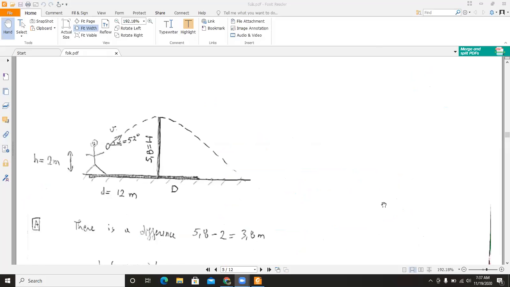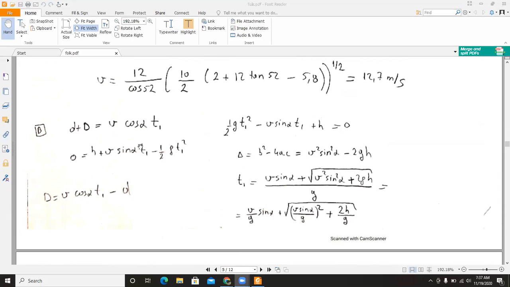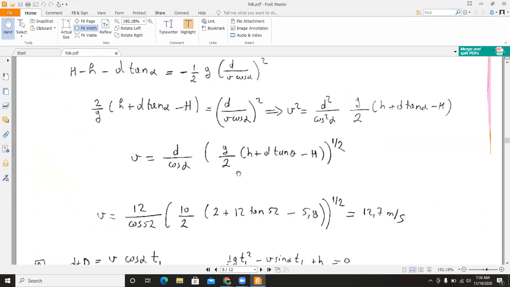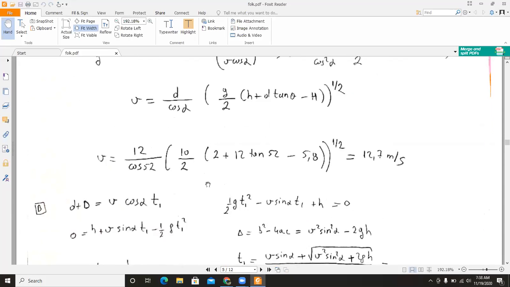So that is what I did here. This is the equation. Okay, the same thing, just y is 0, and this is d plus the capital D, and you find t here. I found t by the discriminant. Substitute t here, and you find the distance d. Okay, what is this capital D? It is this distance here. That's it.